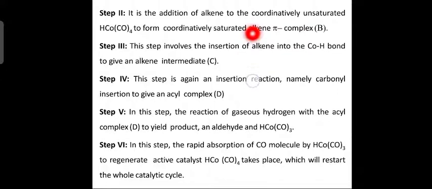The coordinatively unsaturated HCo(CO)3 to form a coordinatively saturated alkene pi complex. You get the alkene pi complex B. Now, what is the third step? This step involves the insertion of alkene into the Co-H bond to give an alkyl intermediate C. You will get the alkyl intermediate C. Now, the fourth step, this is again an insertion reaction, namely carbonyl insertion, to give an acyl complex D.